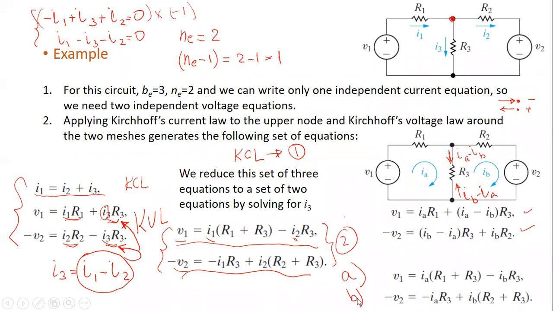If you write for loop B, the common resistance R3 will be multiplied by the other current with a negative sign, minus IA. So once you have written the two KVLs, you can verify whether these equations are correct or not. Well, this will come by experience. So don't rush, it will come by experience.